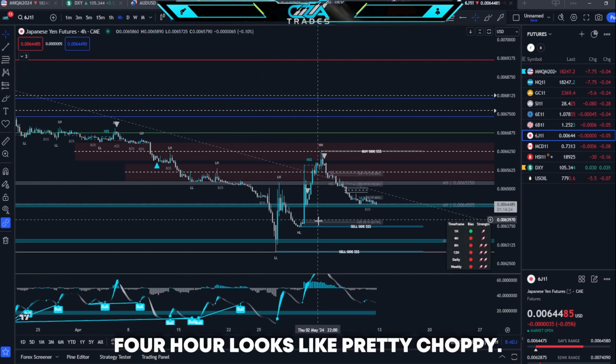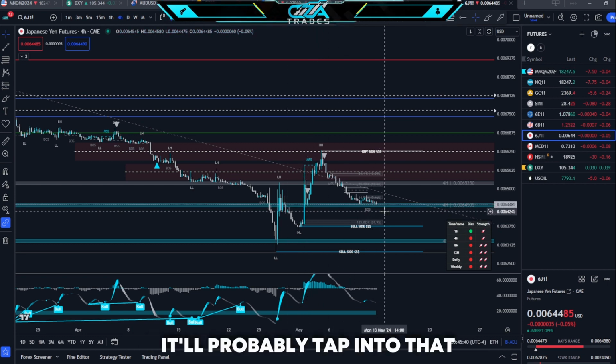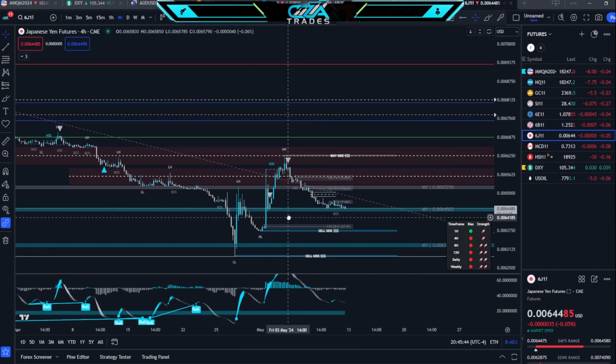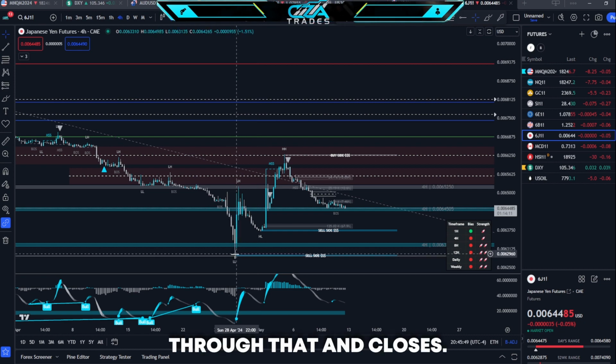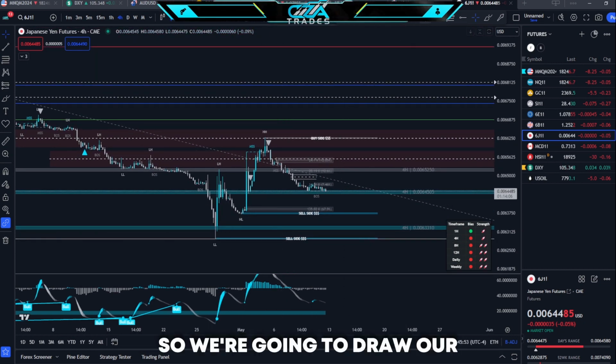Yeah, 4-hour looks pretty choppy. We have a fair value gap over here. You can probably enter there. It'll probably tap into that and then come right back up. Remember, this point right over here was the lowest point. Price action breaks through that and closes. We are extremely bearish after that. So we're going to draw our optimal trade entry fibs.